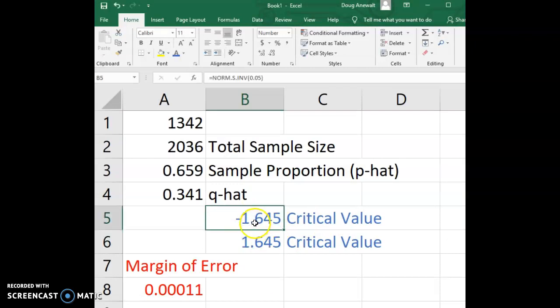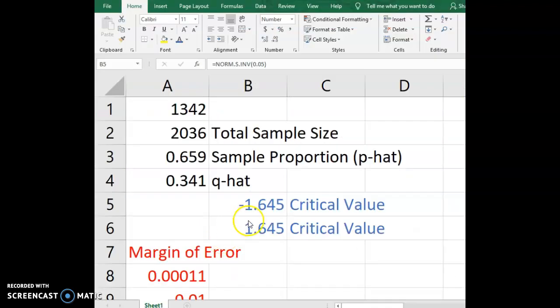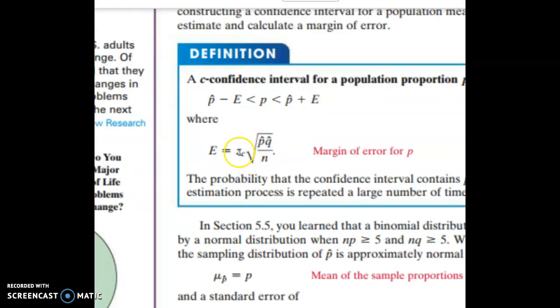Excel always gives the left-hand critical value, in this case marking 5% in the left-hand tail. By symmetry, the right-hand critical value is the same number, just positive, and we're going to want to use the positive one here in our formula. So now we know all the numbers to plug into the formula: our P hat, our Q hat, our sample size, and our critical value. And I'm going to break this up into chunks in Excel and get our margin of error E.